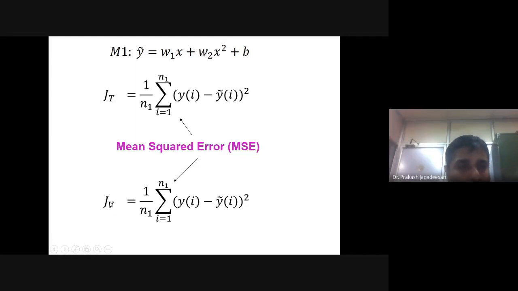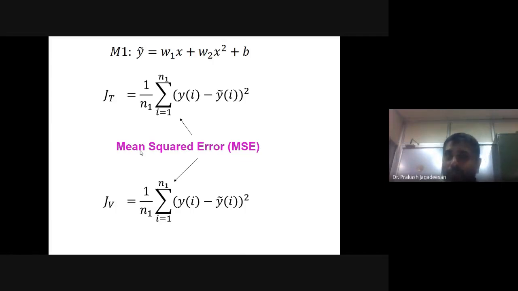Similarly, using the validation data points, that is test data points, you can compute again the mean square error. So we have training data points and test data points. We can compute the mean square error using the training data points, and again using the test data points. So we have training error and testing error.